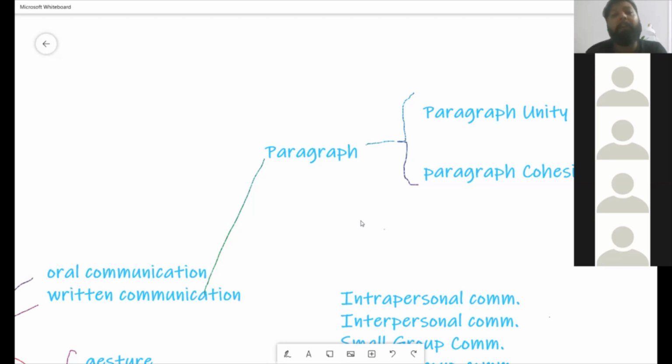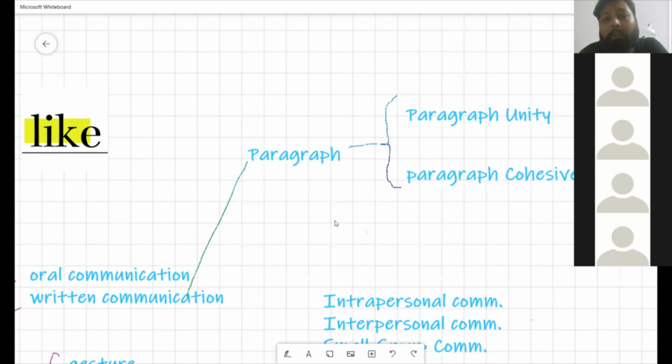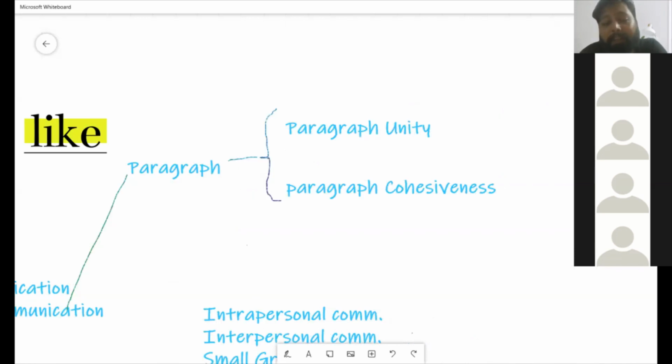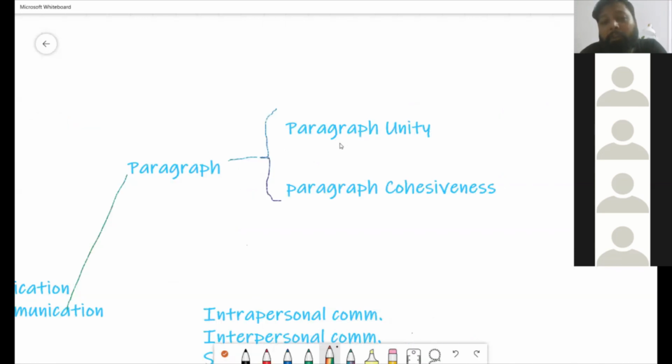In the next paragraph, you can talk about certain statistics, right? So first thing, you're going to only talk about global warming in the first paragraph, and that is what is called paragraph unity.